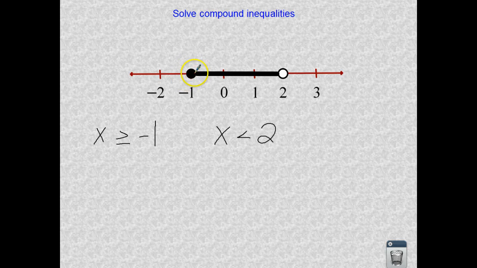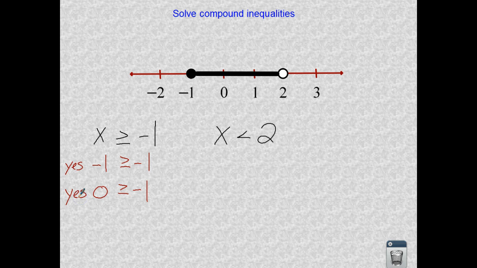Since this number -1 is colored in, it should work in both of these inequalities. So is -1 greater than or equal to -1? That is a yes, and that's why it's colored in. If I work my way to the right, let's grab 0. Is 0 greater than or equal to -1? That is also a yes.